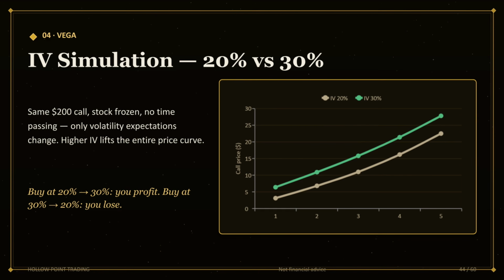In this simulation, we hold everything constant except for volatility. You can see how shifting from 20% to 30% volatility lifts the entire price curve. This is why buying low and selling high in volatility can be so profitable.